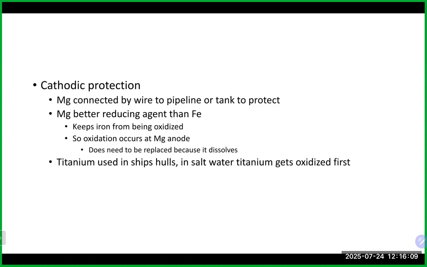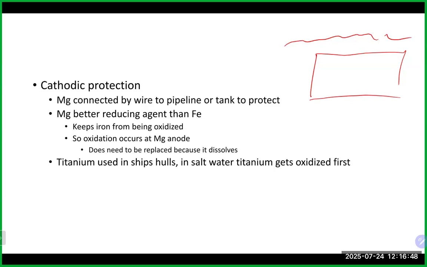Another way is what's known as cathodic protection. With cathodic protection, for example, magnesium can be connected by a wire to a pipeline or tank. So if you take a tank and bury it in the ground, clearly there's a lot of moisture down there. To prevent the oxidation of the tank, which is essentially what you're interested in since you buried it, you could use something like magnesium, which is a better reducing agent than iron.